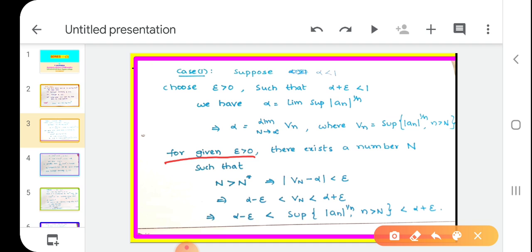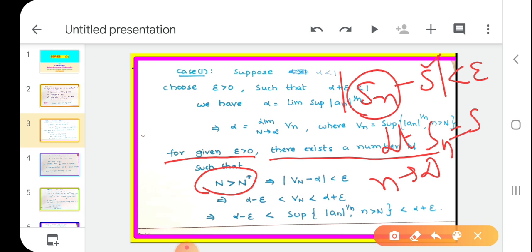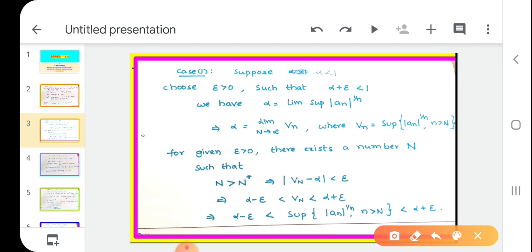What is the limit definition? For given epsilon greater than 0, there exists a natural number capital N such that n greater than capital N, mod Sn minus s less than epsilon, where Sn is a sequence and s is the limit value. What we write is limit n tends to infinity Sn equals s. By the limit definition we write mod Sn minus s less than epsilon, that implies limit Sn equals s.